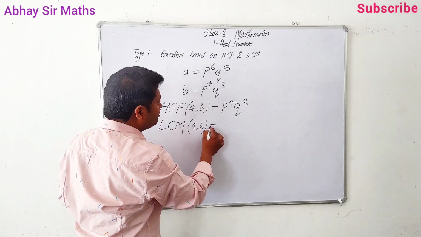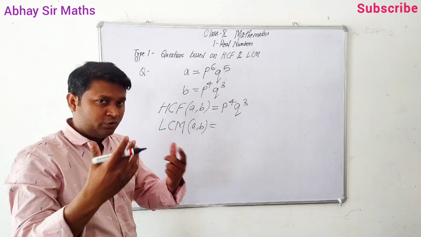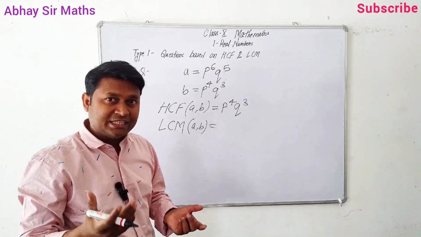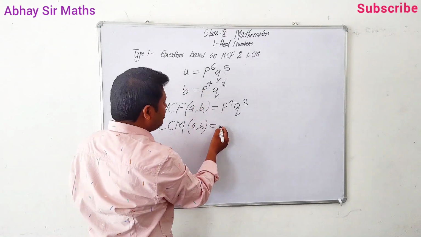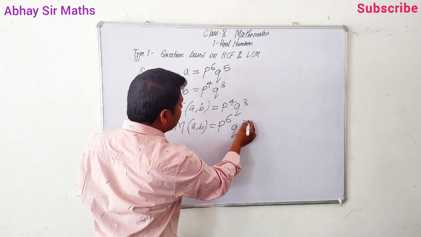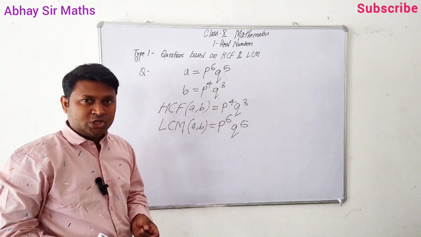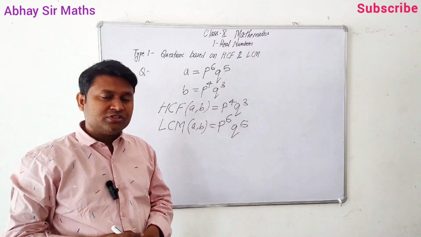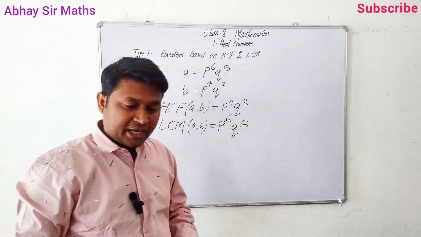Now let us talk about LCM. LCM of A comma B will be, now it will be opposite. We need to select highest power. Highest power will be P to the power 6 and Q to the power 5. So in this way you can very easily find HCF and LCM.